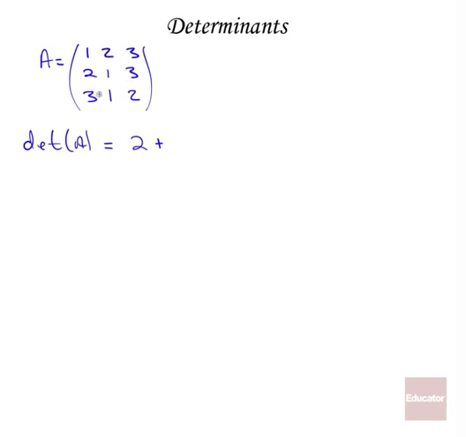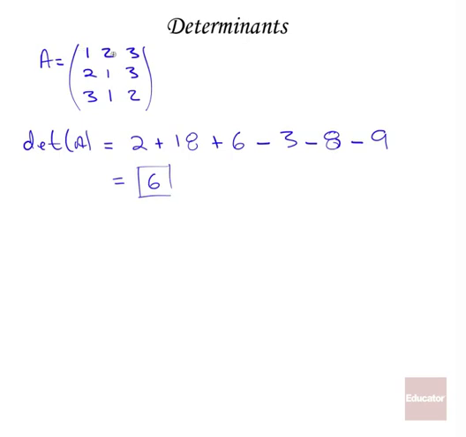2 times 3 is 6. 6 times 3 is 18. Plus 3 times 2 times 1, 6. Okay, now minus 1 times 3 times 1. It's 3. Minus 2 times 2 times 2. 2 times 2 is 4. Times 2 is 8. Minus 3 times 1 times 3. Minus 9. When we add them all up, hopefully my arithmetic is correct. Please check me. You should get 6.